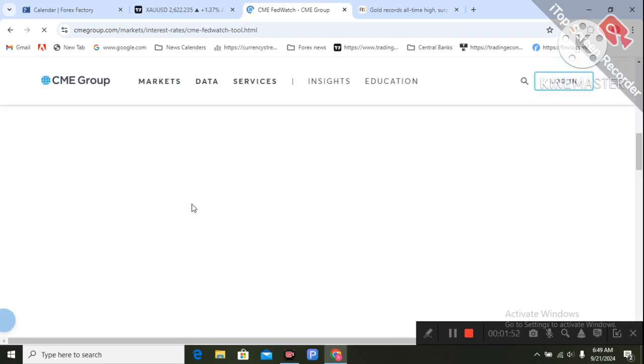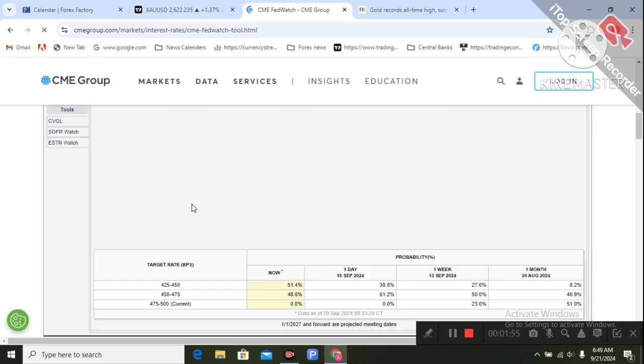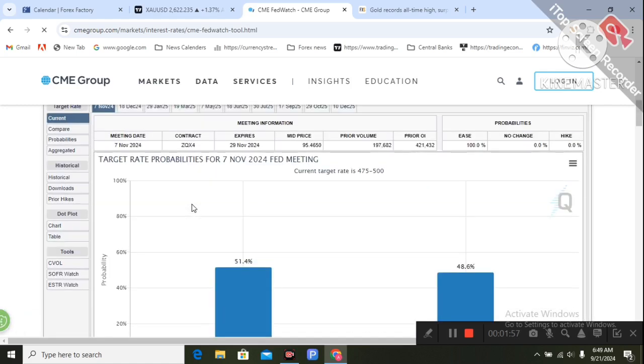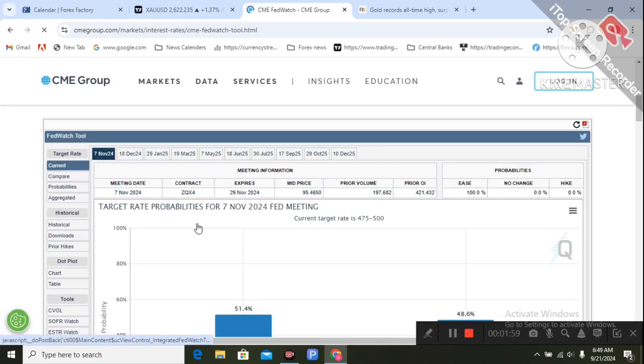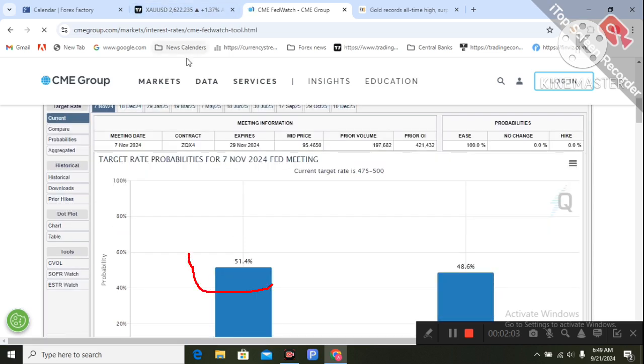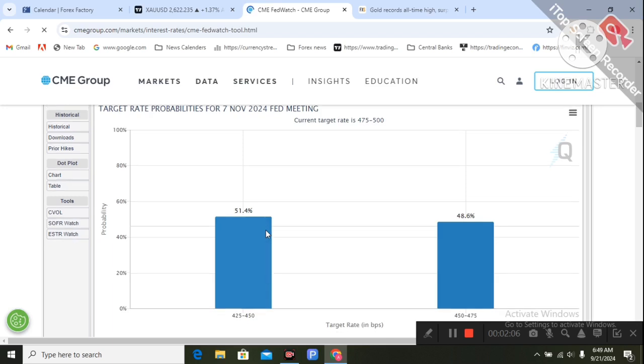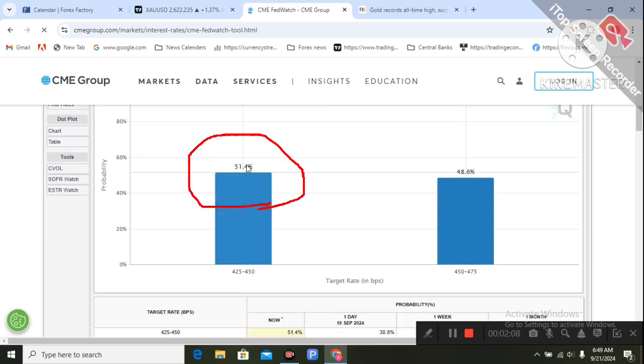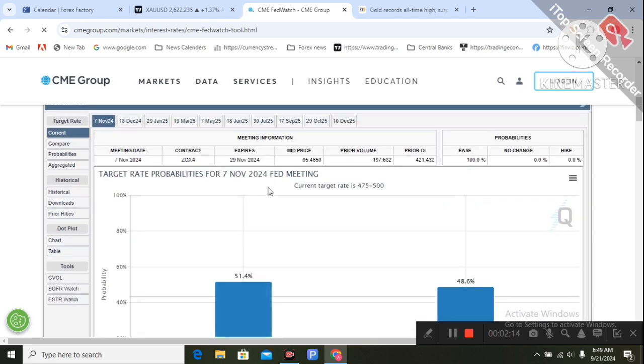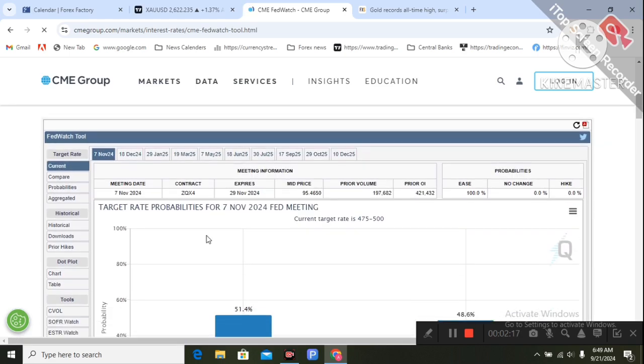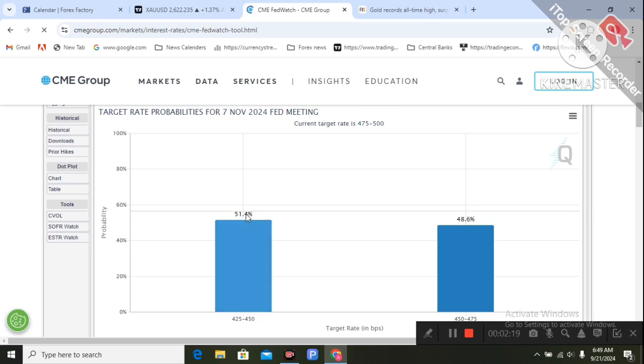So I'm going to the Fed Watch Tool website. The interesting thing is there, the November FOMC meeting, the next FOMC meeting in November. You can see the November FOMC meeting has 51% priced in for another 50 bps cut. This 50 bps cut will be priced in next week, going from 51% to 55%, 60%, 65%, like that. This 50 bps cut will increase in price in the market next week.